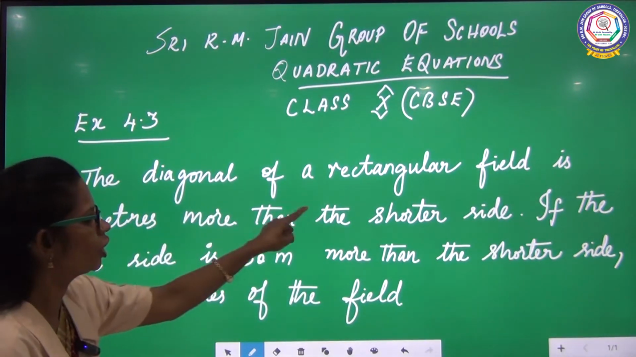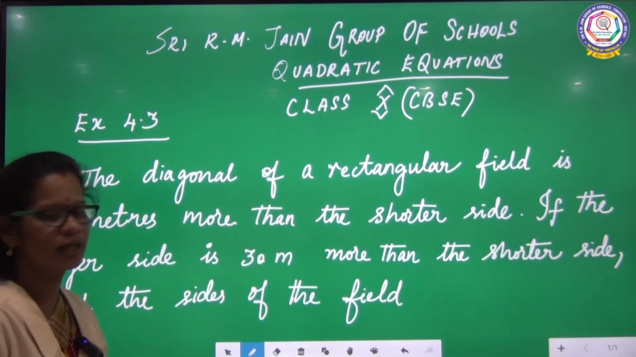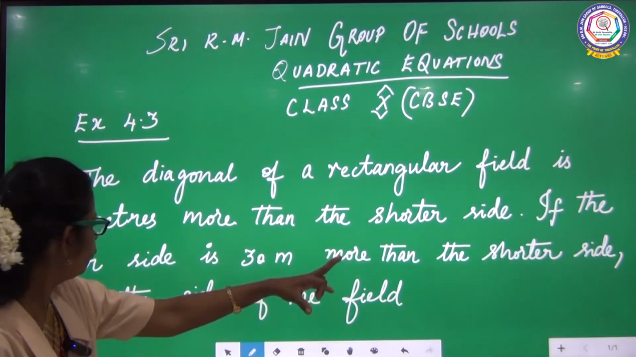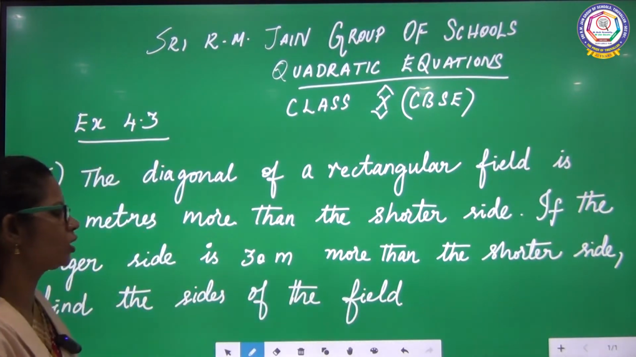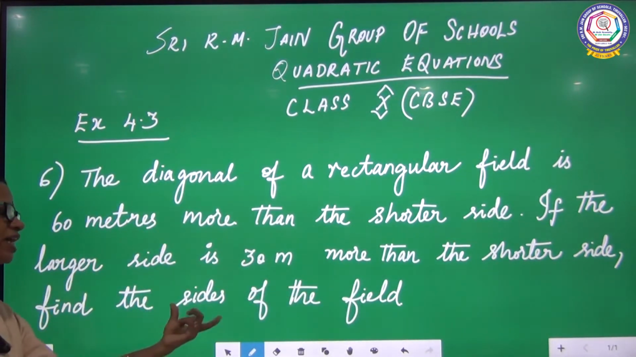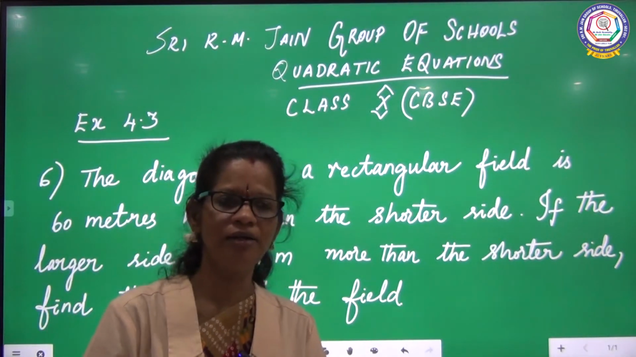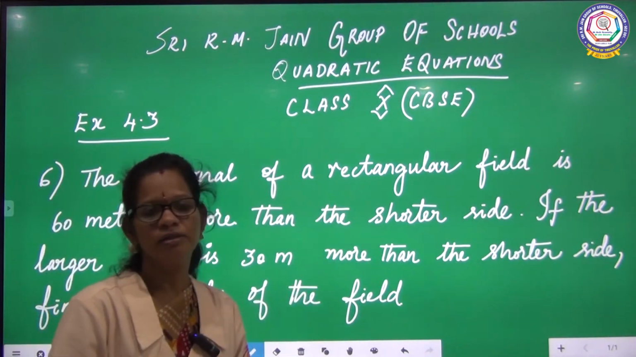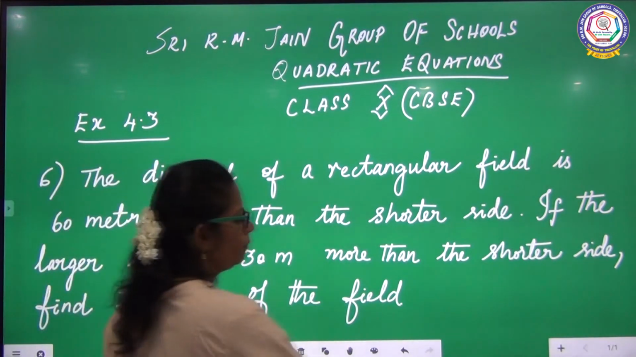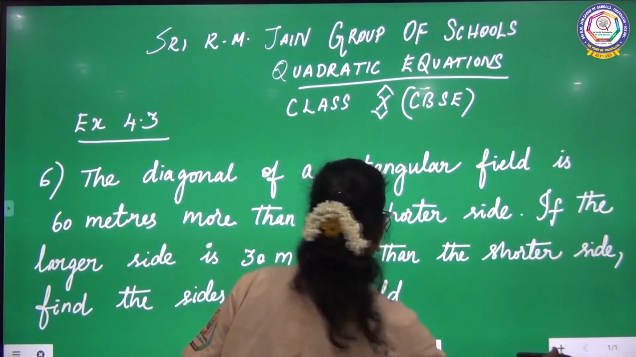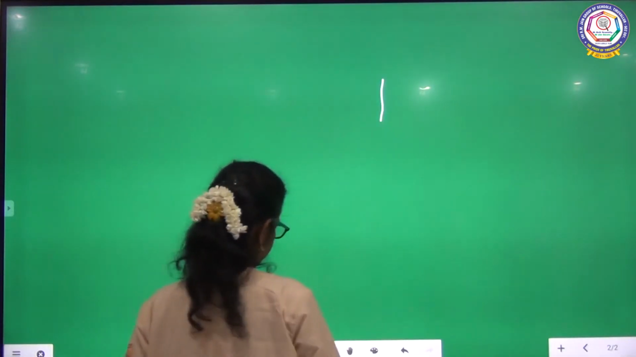The diagonal of a rectangular field is 60 meter more than the shorter side. If the larger side is 30 meter more than the shorter side, find the sides of the field. What plane figure is discussed in the question? Rectangle. The plane figure they discussed is a rectangle. 60 and then 30. I am going to draw a rectangle.